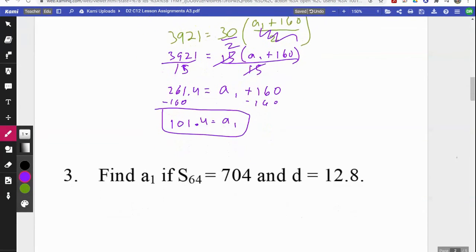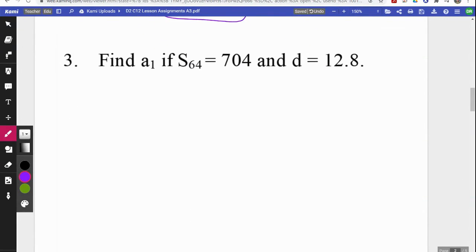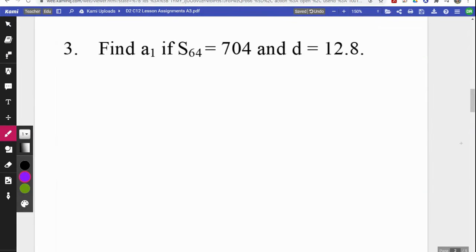All right, the next one says find a sub 1 if s sub 64 equals 704 and d is 12.8. This is asking us something a little different. We haven't seen d in any of these formulas, so how are we going to use the series formula? Since n is 64, when I'm using the series formula, I need a sub n.